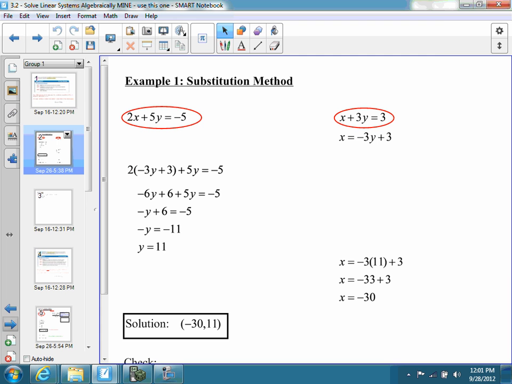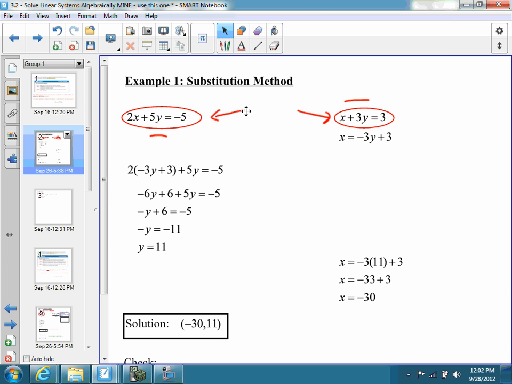These are my two linear equations. So this is my linear system. 2x plus 5y equals negative 5, and the other one is x plus 3y equals 3. Those are the two equations that I have for my linear system. The way that I like to set it up, which helps me stay on track, is in two columns. When I'm doing the substitution method in particular, one of my equations is over here, and my other equation is over here.